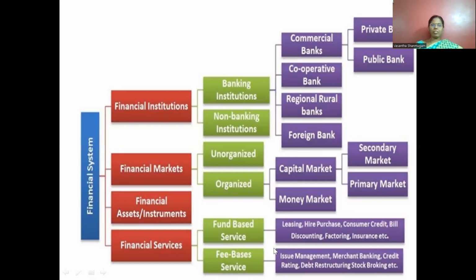Under fund-based services, leasing, hire purchase, consumer credit, bill discounting, factoring, insurance, etc. will come under this category. The next thing is fee-based services. Fee-based services include issue management, merchant banking, credit rating. Some companies, when they are issuing shares, will be credit rated. Also debt restructuring, stock brokering, all these things. So now I conclude this diagram.